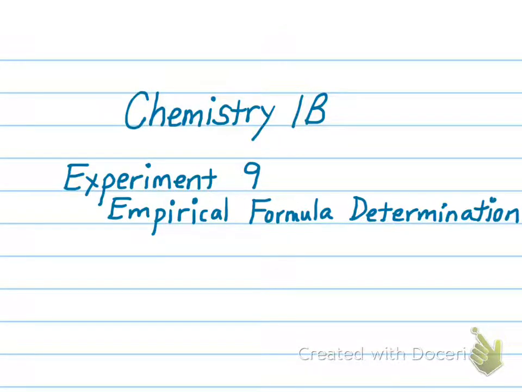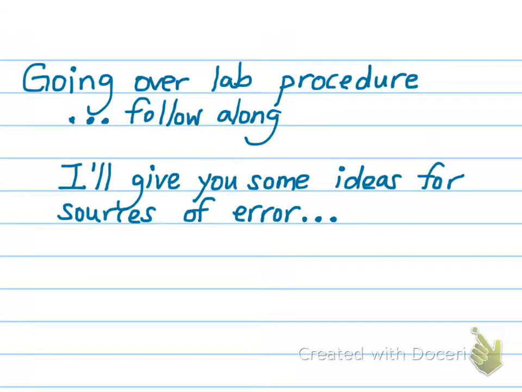Good morning, chemistry students. This is the only teaching video I'm going to make for experiment 9, the empirical formula determination. So based on this, you'll have what you need to be able to do your lab report. So just going over the lab like we typically do, going over the lab procedure, so follow along on the lab paper that you have in Google Classroom. So this is experiment 9, empirical formula determination.